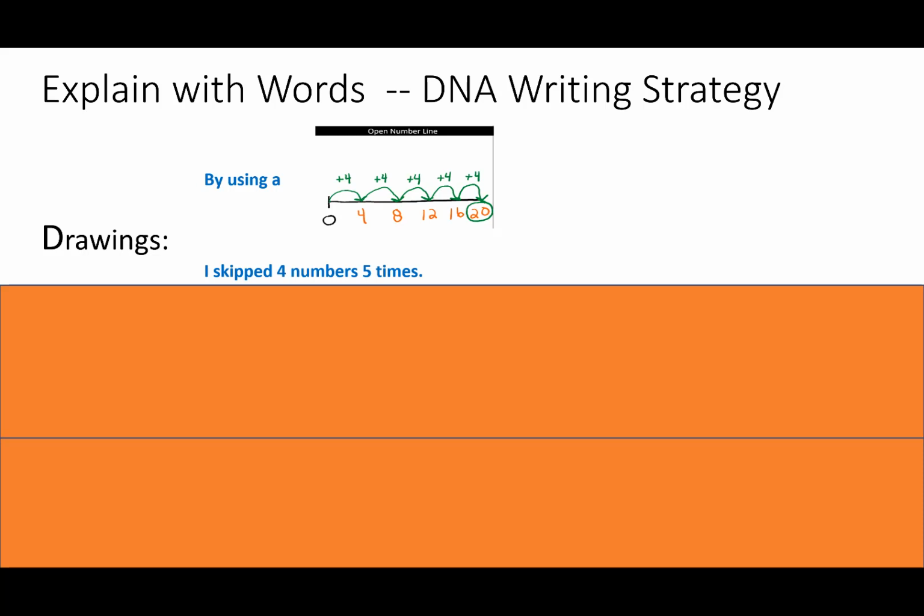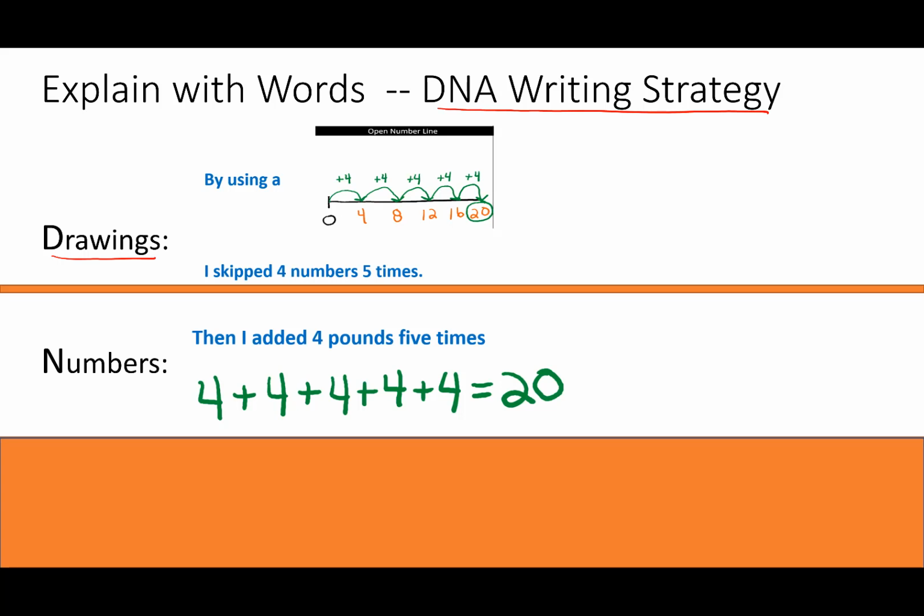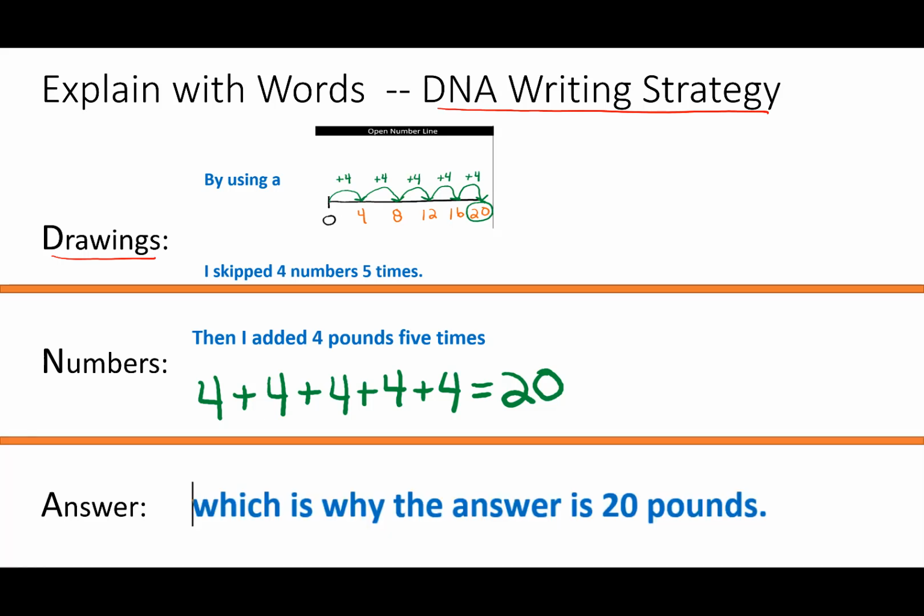How do we explain with words? We can use our DNA writing strategy. Hey students, please explain your drawing. So by using A, insert your favorite diagram. Here's an open number line. I skipped 4 numbers 5 times. So that's what happened with my drawing. With my numbers, then I added 4 pounds 5 times. So you can see how the student added 4 pounds 5 times. And then finally that answer is this, which is why the answer is 20 pounds. So the Rigor map provides structure for our students' writing response as well.